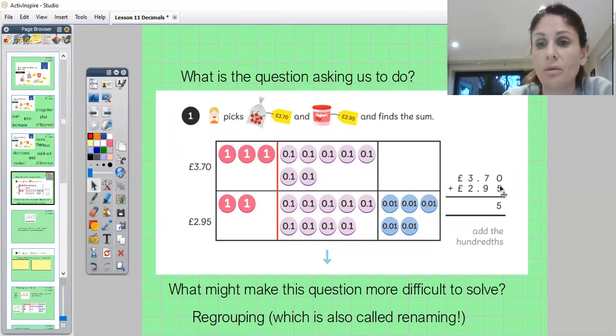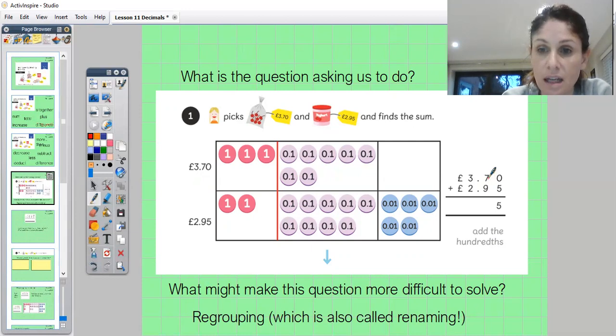So let's have a look at it. We have got nothing in the hundreds column for our first number, £3.70, and we've got 5 hundredths in £2.95. So if I've got nothing, add 5, I have got the answer of 5. I'm just going to quickly grab my pen. Right, okay, 7 add 9.